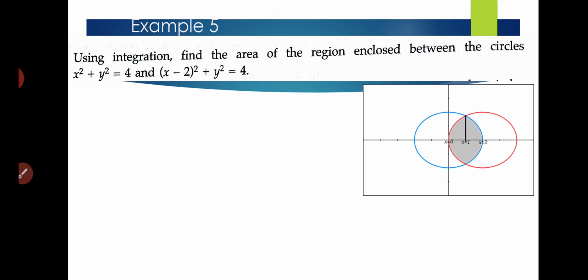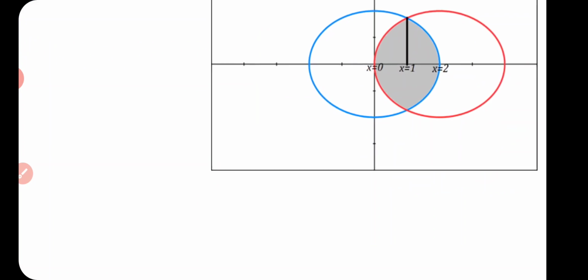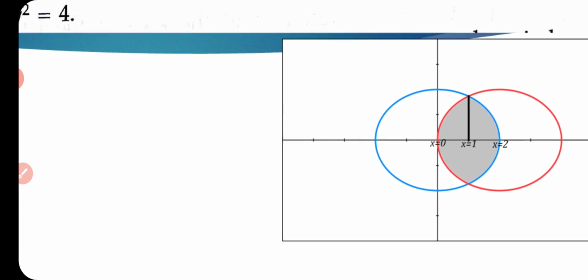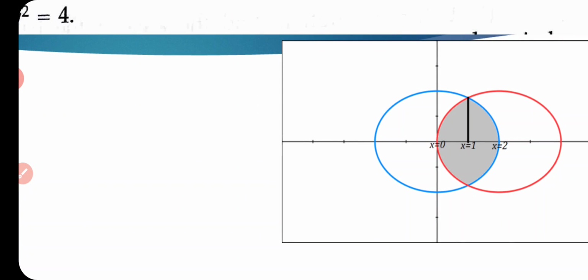Now obviously the area will be between, if I just zoom in a little bit, the area will be between 0 to 2, the integration will be between 0 to 2. From 0 to 1, I will integrate the circle with center at 2, 0, and from 1 to 2, I will be integrating the circle with center at origin. Now obviously this will give me half the area.